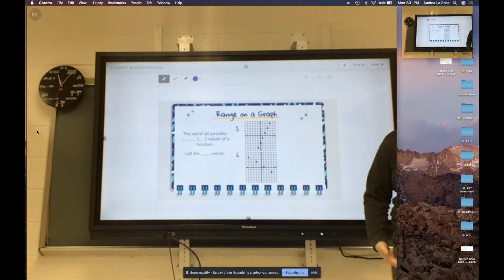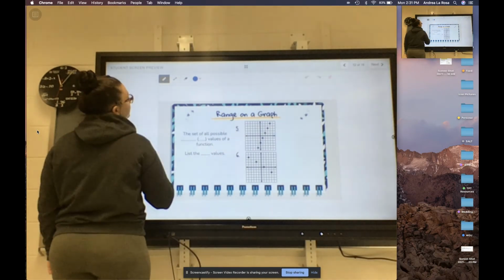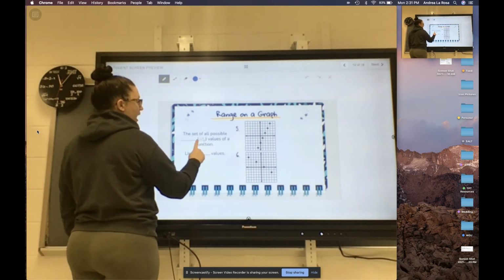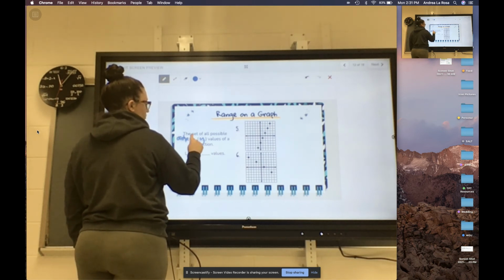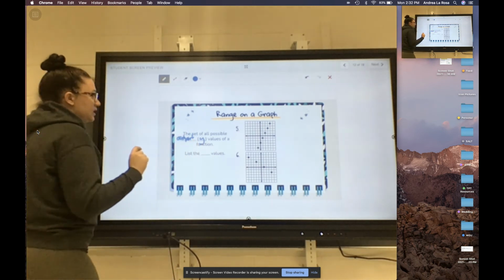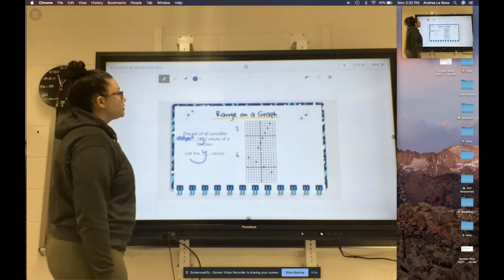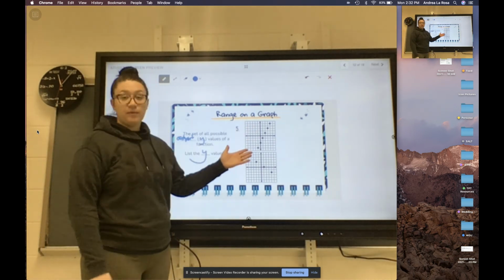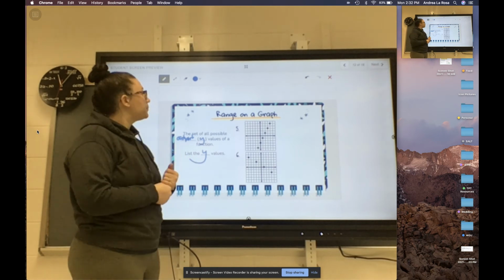Now for range on a graph. Again, before we were looking at domain and that was the x. Now we're looking at the y's, the outputs. We need to list all the y values. Like we said last time, we can either just read it from the graph or you can put it into a table. A lot of kids tell me that tables help them.